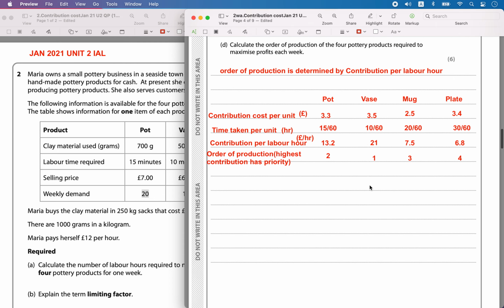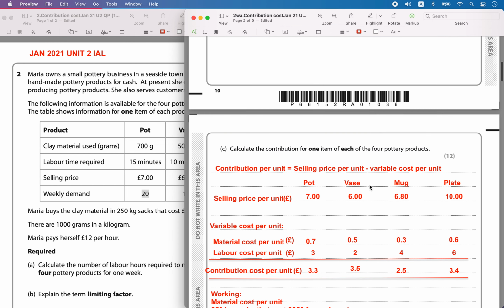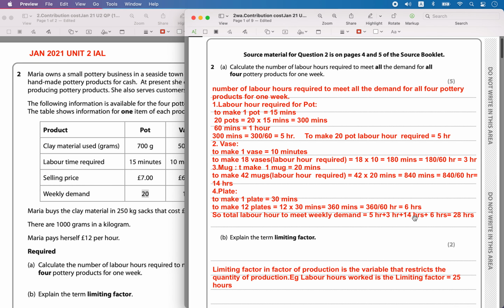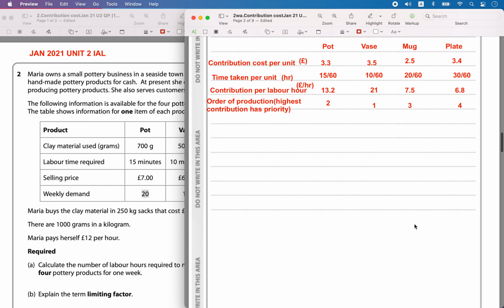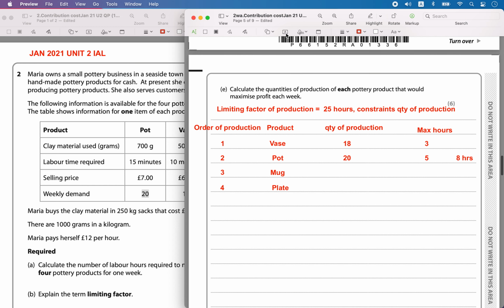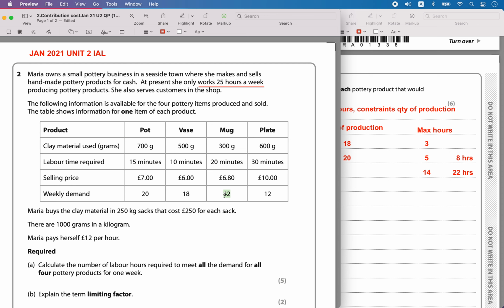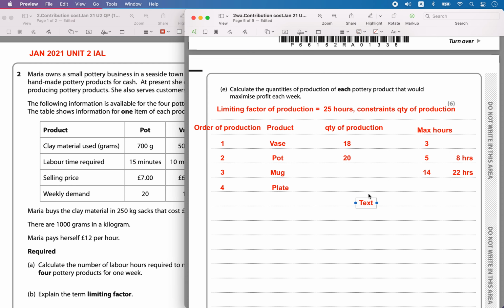Now the next one, to meet the weekly demand, she has to work for 14 hours. Let's write it here, 14 hours. We have to constantly check if it is within 25 hours. So 8 plus 14 is equal to 22 hours. The total is 22 hours. Still she will be able to work, and the mug amount produced is 42. So the production of 42 mugs will be completed.